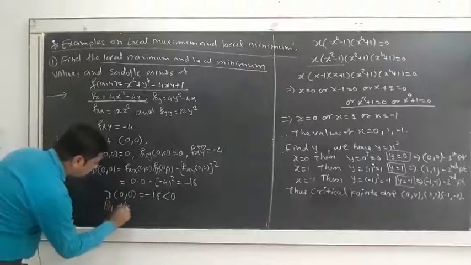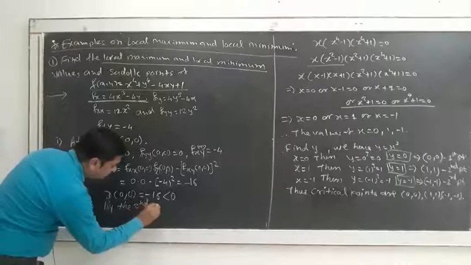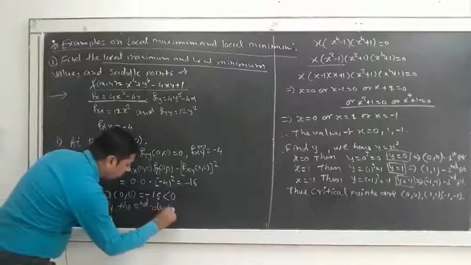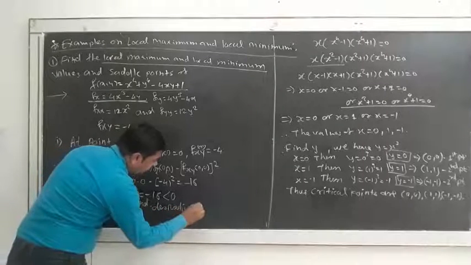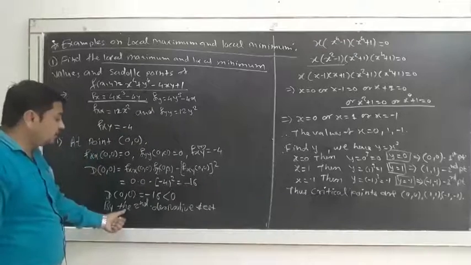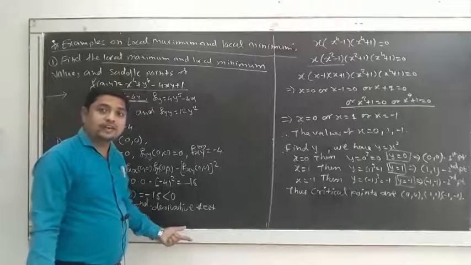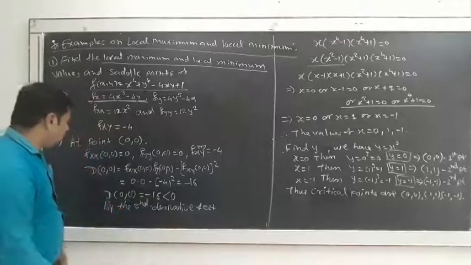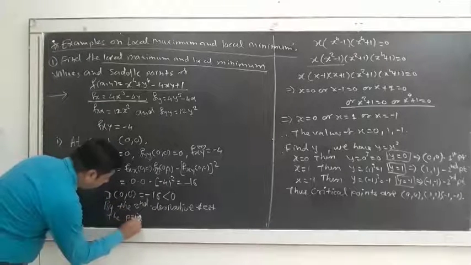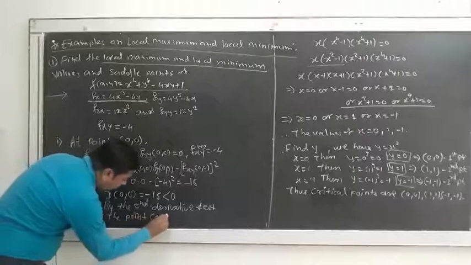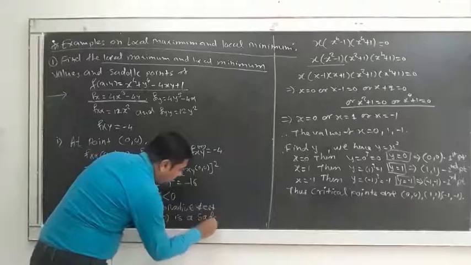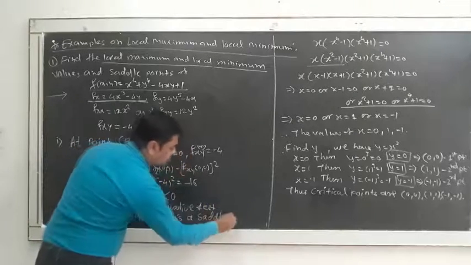By the second derivative test, what conclusion can we find? First case, second case, or third case? It is the third case. Therefore we can write: the point (0, 0) is a saddle point.